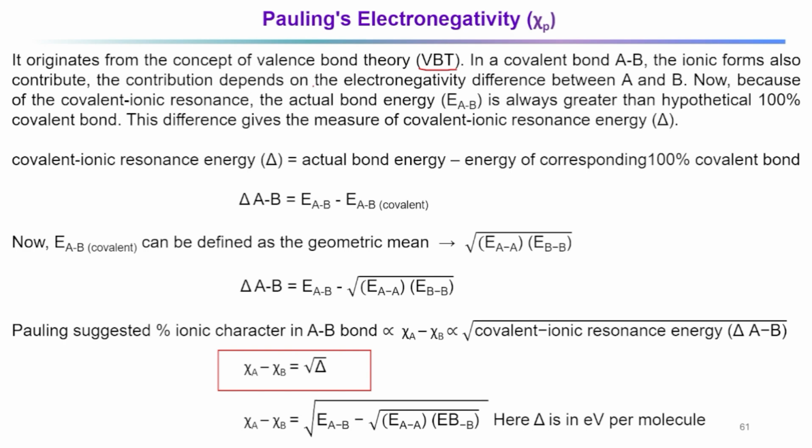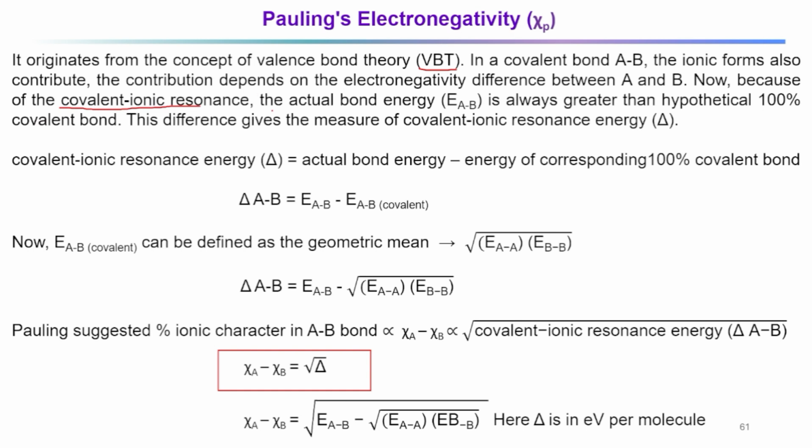The contribution depends on the electronegativity difference between A and B. So these two atoms, which are forming a covalent bond, also have some ionic nature inside their covalent bond. Now, because of the covalent-ionic resonance, the actual bond energy is always greater than the hypothetical 100% covalent bond. As I mentioned, if there is a bond between two atoms A and B, the bond has some portion of covalent bond and some portion of ionic bond. That is called covalent-ionic resonance.